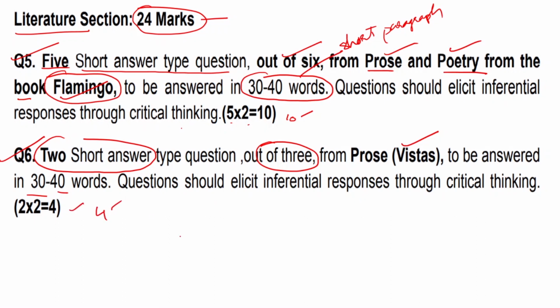So, the short answer questions you have to prepare very well, because they carry 14 marks from your textbooks Flamingo and Vistas. So both these questions are separately asked. 3 questions from prose Vistas and 6 questions from Flamingo. Out of that 6, 2 may be from poetry and 4 from prose.